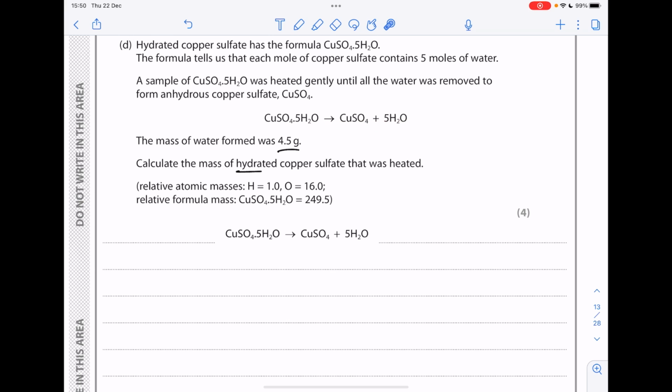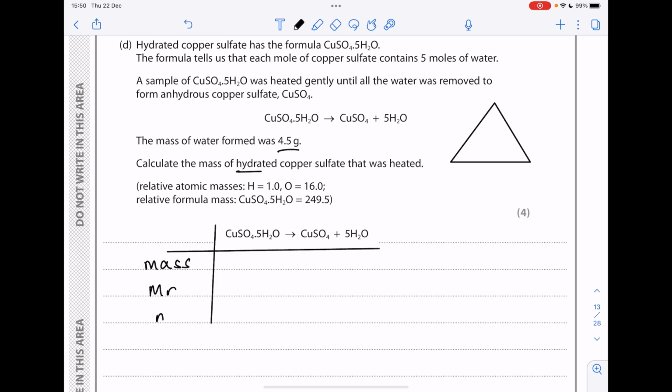Okay, you can see that I've copied that equation down. I'm going to show you how to set this answer up nice and simply. We're going to write mass, Mr, number of moles. We're using this formula triangle, which states that mass is Mr times number of moles. Put in the information we've been given. We know we have 4.5 grams of water. We're being asked for the mass of hydrated copper sulfate, so we're putting the X there. The Mr we've been kindly given is 249.5. What about the Mr of water? It's 18 because we're doing 2 times 1 plus 16, so that becomes 18.